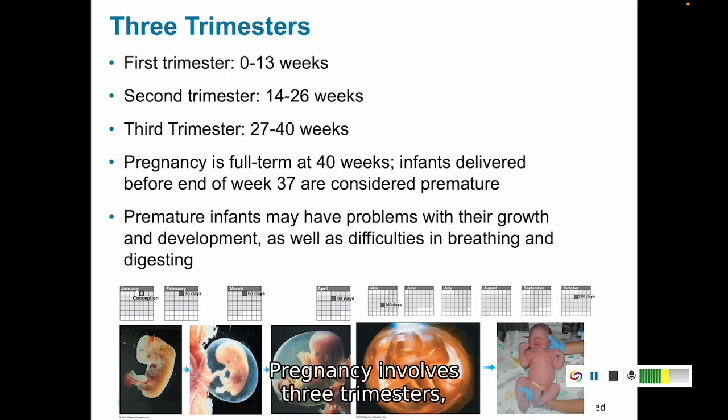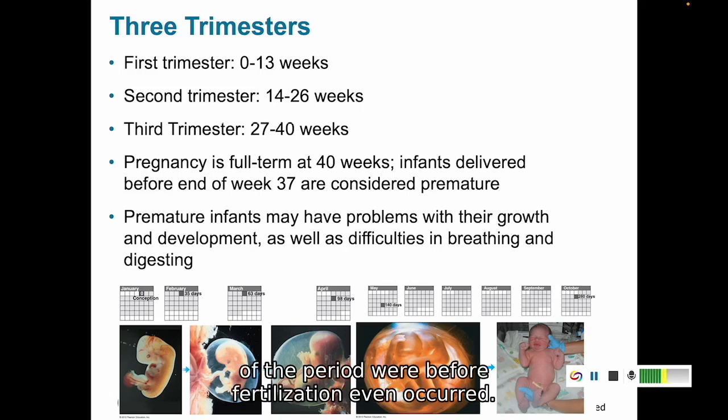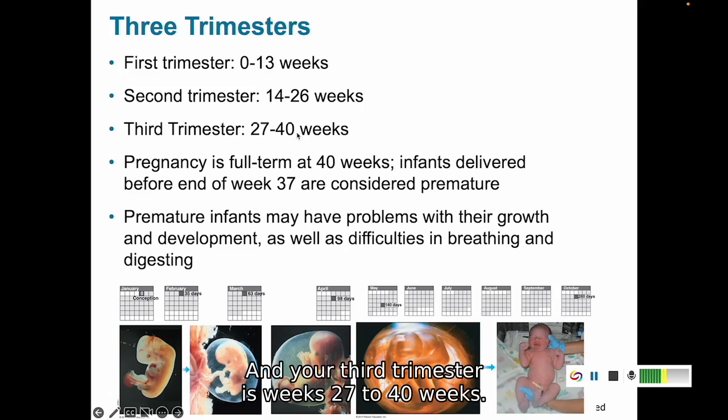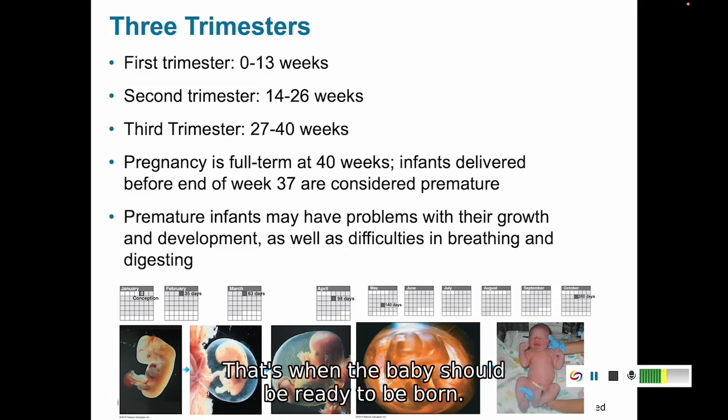Pregnancy involves 3 trimesters, each roughly 3 months long. The first trimester is from 0 to 13 weeks. However, something that's interesting here is that pregnancy is measured starting not at the day of fertilization, but at the first day of the last period. So those first 2 weeks of the period were before fertilization even occurred. So going from first day of your last period, 13 weeks after that is your first trimester. Your second trimester is weeks 14 through 26, and your third trimester is weeks 27 to 40. So at 40 weeks is when a pregnancy is considered full term. That's when the baby should be ready to be born.